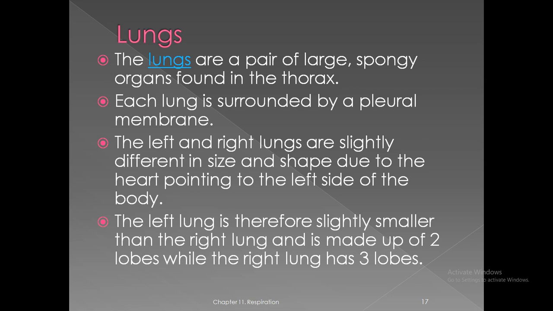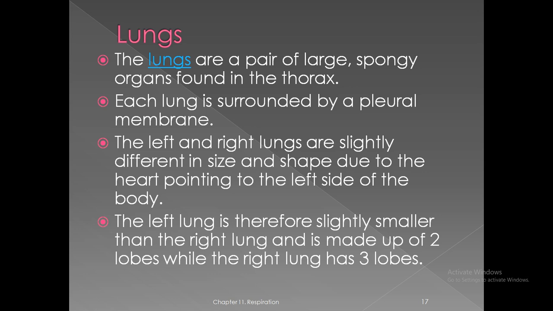Lungs are a pair of large spongy organs found in the thorax, the chest cavity, and there are two lungs, the left lung and the right lung. Both lungs are protected inside the rib cage by thin membranes called the pleural membranes. The size of the two lungs varies: the left lung is smaller than the right lung.